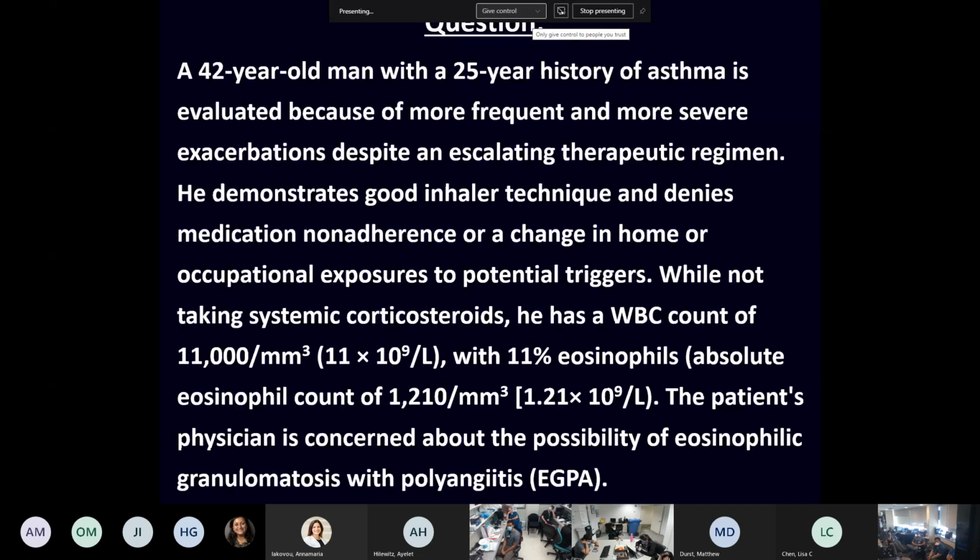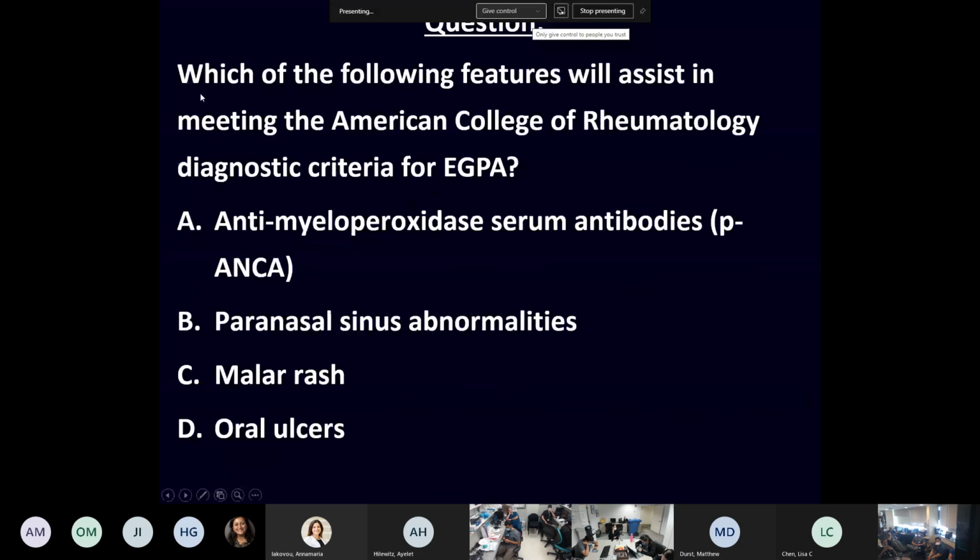And we'll start off with a question. A 42-year-old man with a 25-year history of asthma is evaluated because of more frequent and more severe exacerbations, despite an escalating therapeutic regimen. He demonstrates good inhaler technique, denies medication non-adherence, or a change in home or occupational exposures to potential triggers. While not taking systemic corticosteroids, he has a white count of 11,000 with 11% eosinophils. Absolute count is 1,200. The patient's physician is concerned about the possibility of eosinophilic granulomatosis with polyangiitis. Which of the following features will assist in meeting the American College of Rheumatology diagnostic criteria for EGPA?